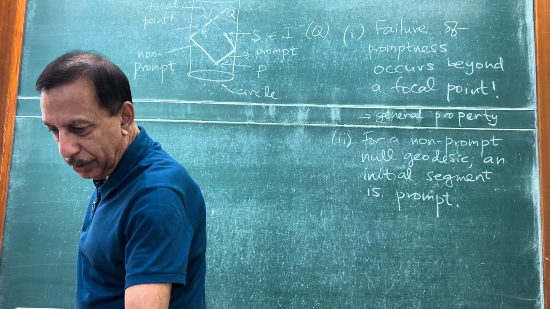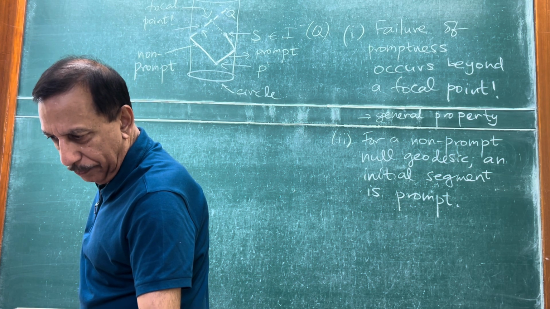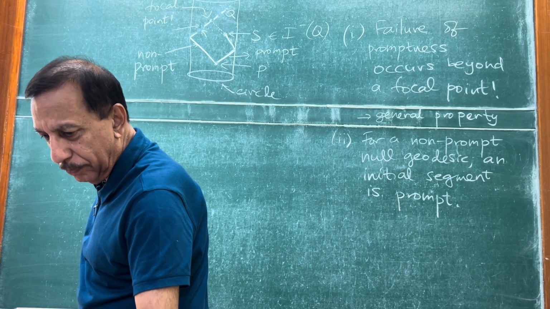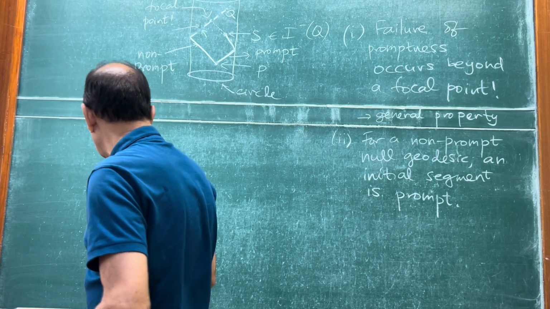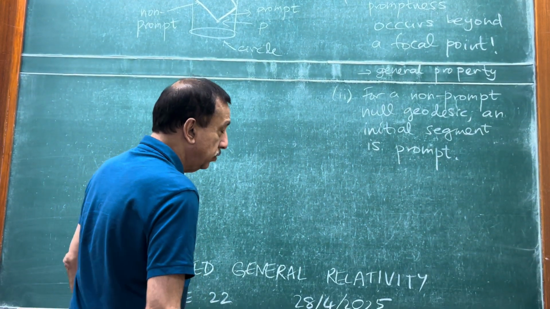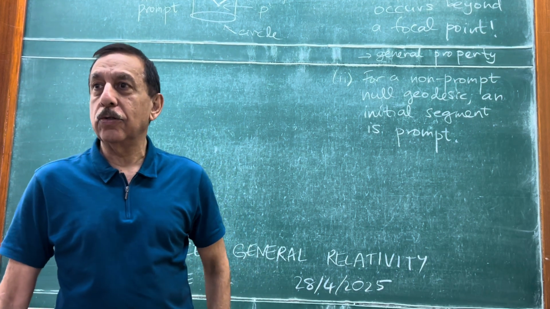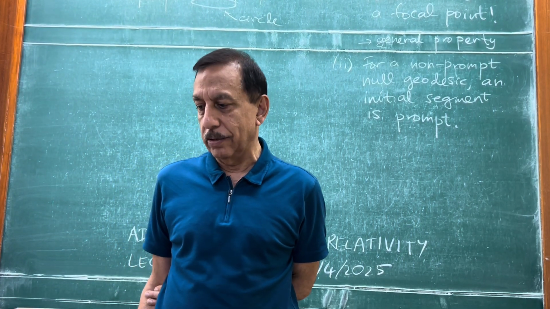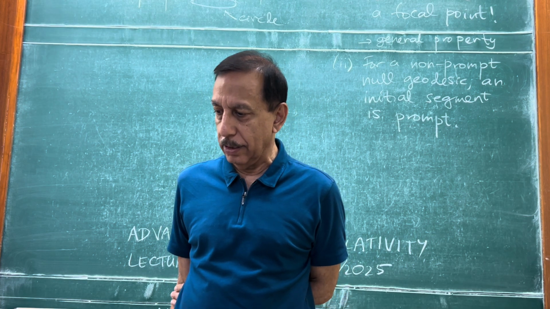Let me also prove another theorem, and then we'll continue. Then we'll prove these two. These are both also theorems. Any questions so far? Then I can continue. I'm simply listing properties of prompt geodesics and non-prompt ones.